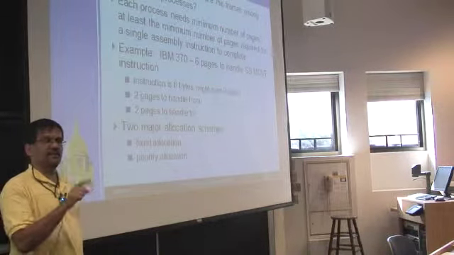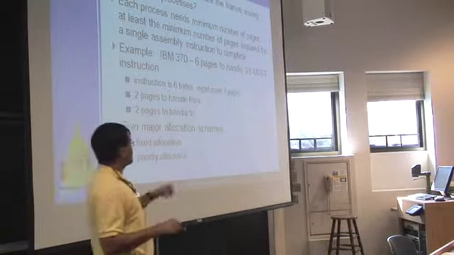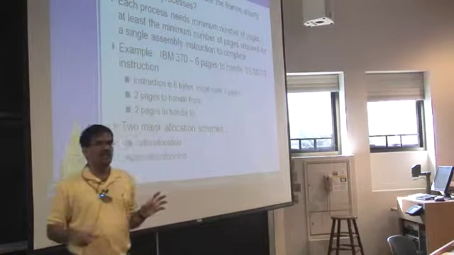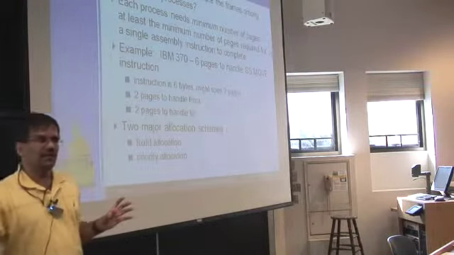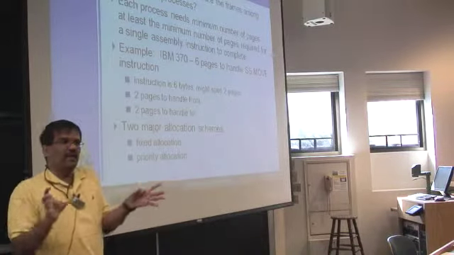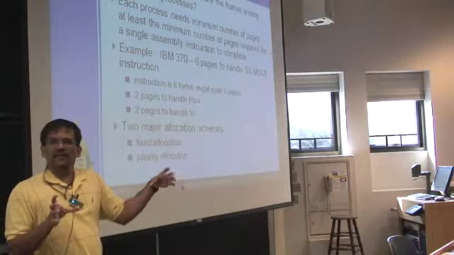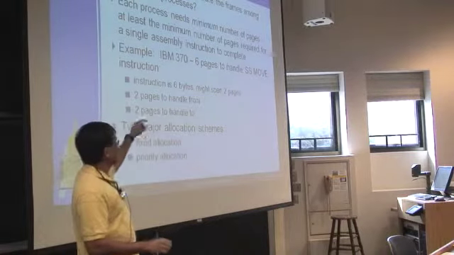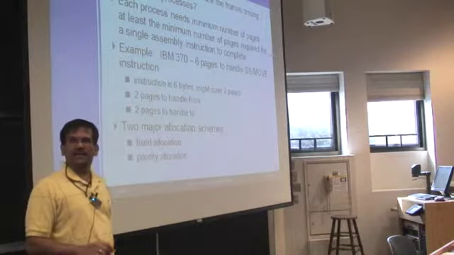Minimum number of frames, for example, if you use the IBM 370, turns out there is one instruction which could potentially touch 6 pages, right? This was an instruction which was 6 bytes long. It moved a chunk of memory from one area to another area, right? So depending on how these pages were set, it's potentially possible that you could be touching 6 different frames, right?